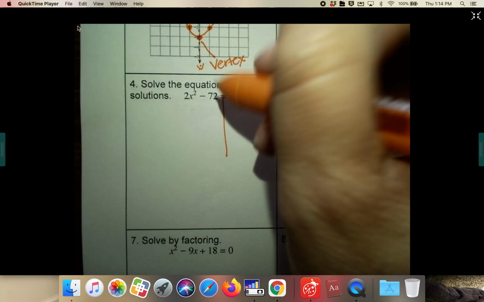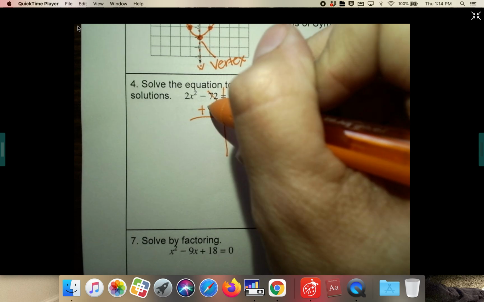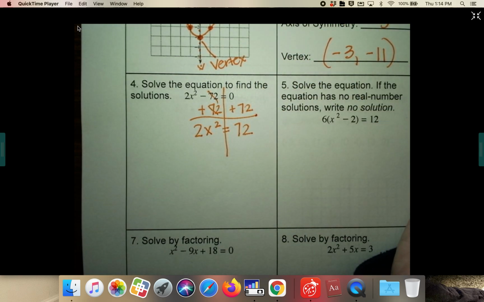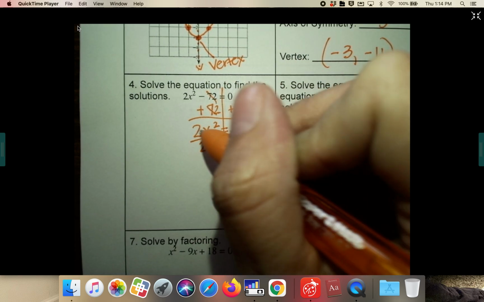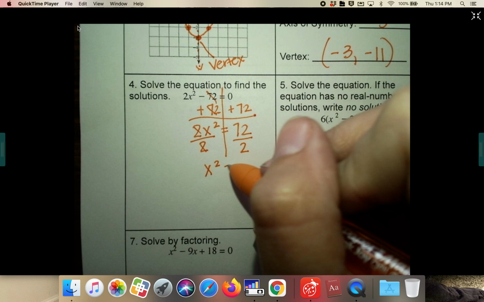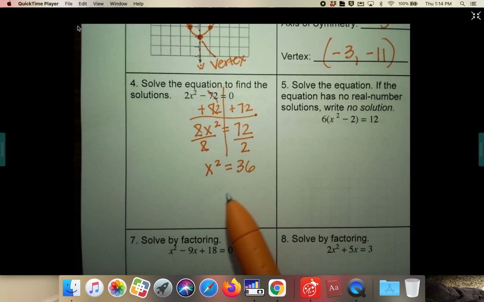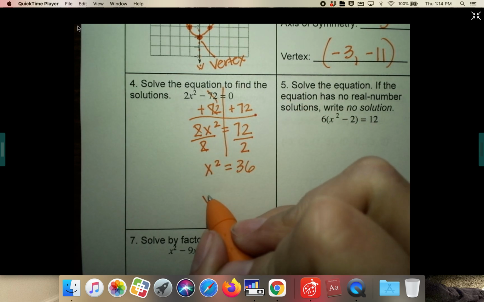So you are going to add 72 to both sides. Then you are going to bring down your 2x squared equals 72. The next thing you would do is divide both sides by this 2. You would have x squared equals, I think that's 36, but double check in your calculator. So you're not done yet though, because you can't put what x squared is. I want just what x equals.